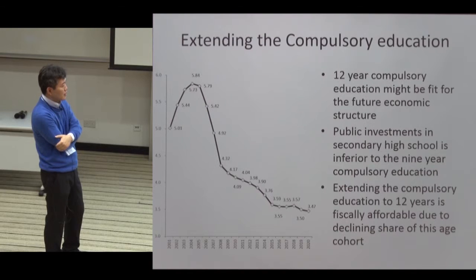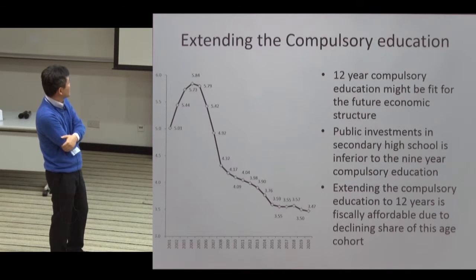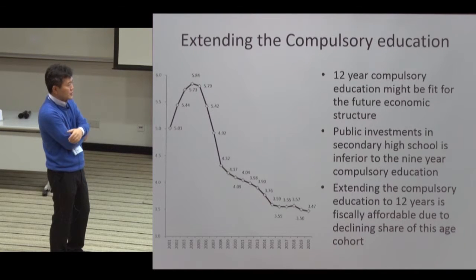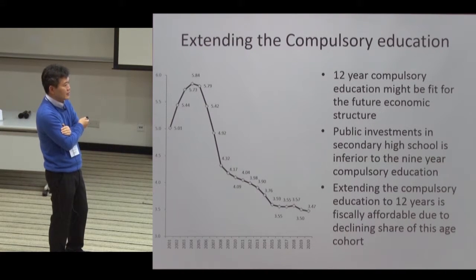You mean the share? This age cohort divided by total population. It means you have 5% of the population in that age group. Okay?